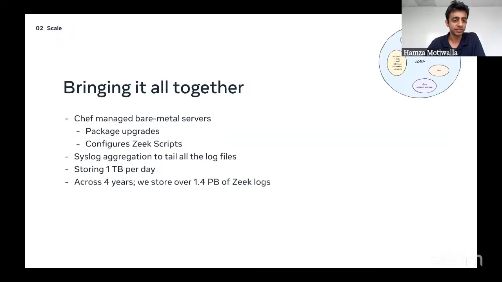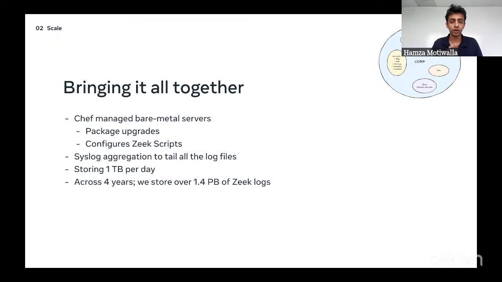God knows how many VR headsets. But yeah, bring it all together. We manage all of these servers using Chef, which implements package upgrades and makes sure that our sensors are working with the latest and greatest Zeek version. It configures Zeek scripts, figures out how to aggregate syslog, and does all of that.